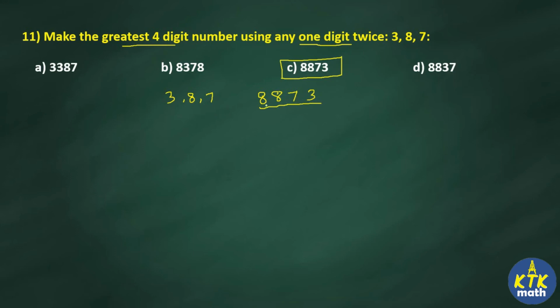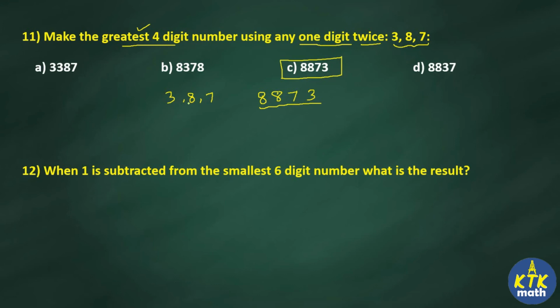8873. So this is the only possibility. By using 387, you can write a 4-digit number by writing any one number twice. Any one number alone they told us to use 2 times. So I am using the greatest number 2 times there, 8873.